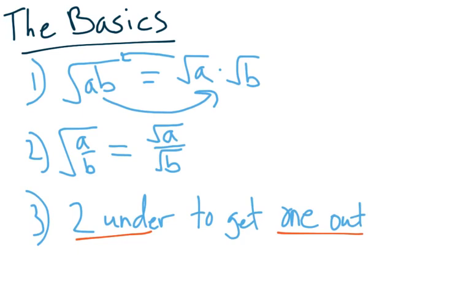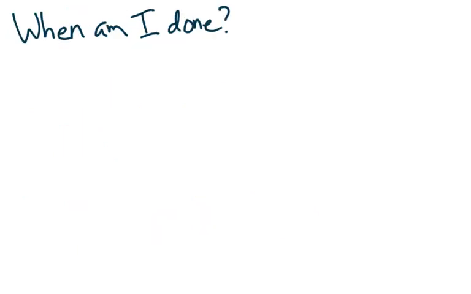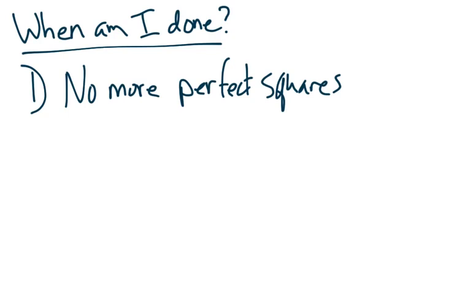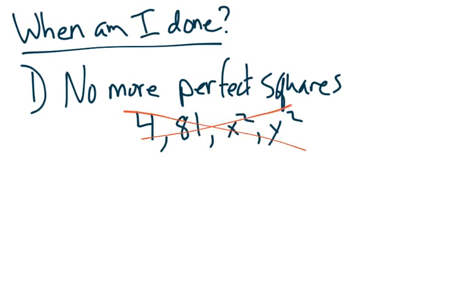So that's the basics. Now, let's address the question that I'm sure a lot of you care about. When am I done? When have I simplified enough? This is something students ask all the time. So first thing is that there are no more perfect squares under the radical, that is. So what that means is you don't have a factor of 4. You don't have a factor of 81. You don't have a factor of x squared or of y squared or anything like that. All of these have been extracted out of the radical.